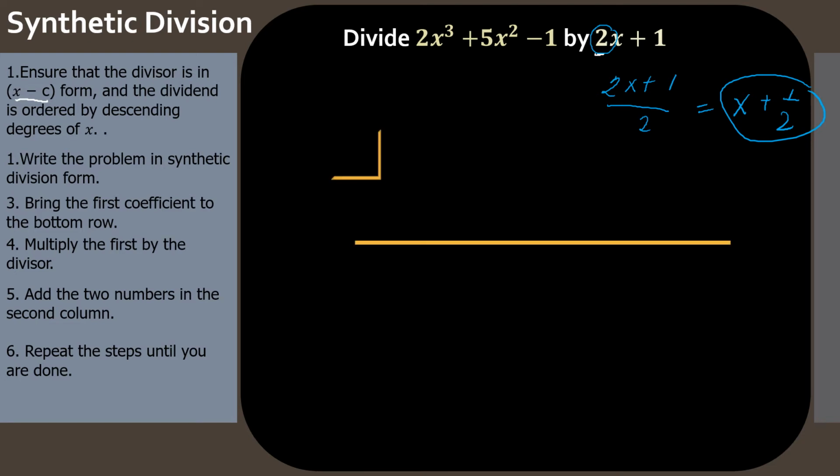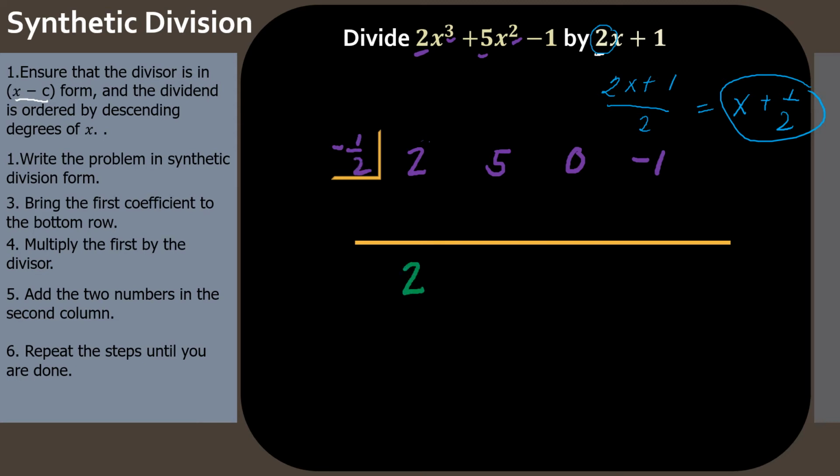Kuhanin natin ang coefficients ng ating given. So, we have positive 2. Meron tayong positive 5. Pero dahil wala tayong x, and we have x cubed, x squared, wala si x, and 0, kailangan natin mag-insert ng 0 bago si negative 1. Ang divisor natin ngayon ay si x plus 1 half, kaya ang c natin ay si negative 1 half. Simulan na natin ang pag-compute.